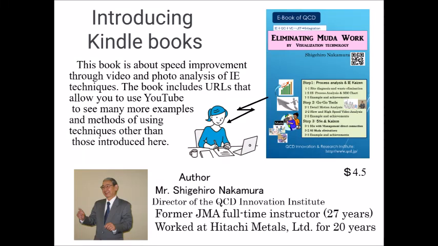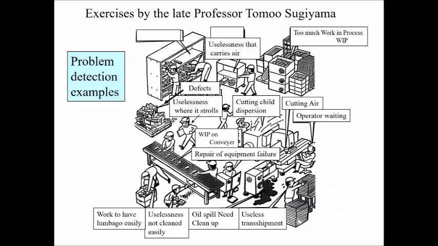This book is about speed improvement through video and photo analysis of IE techniques. The book includes URLs that allow you to use YouTube to see many more examples and methods of using techniques other than those introduced here. In order to eliminate waste, you need to learn how to grasp waste from many different angles using the IE methods introduced in the book.